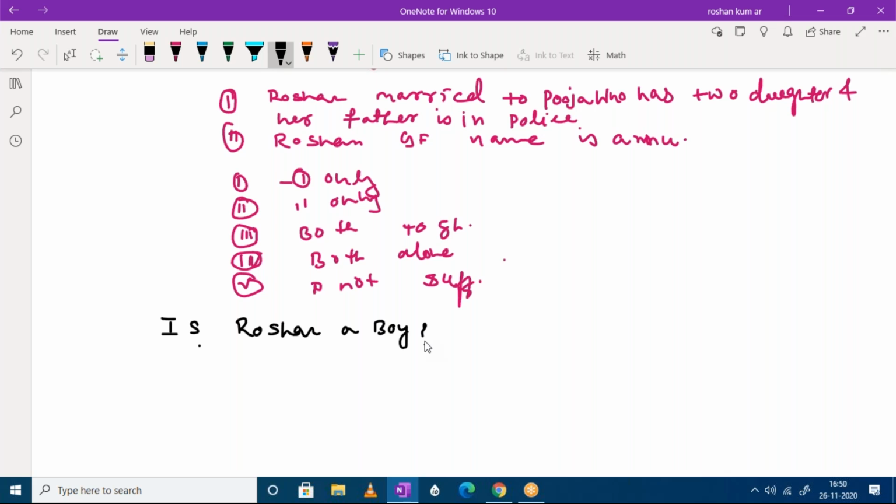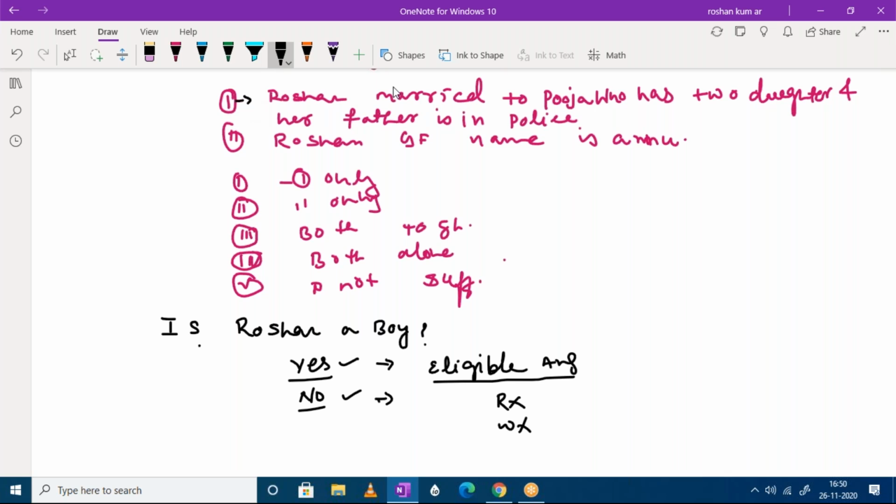So whenever I'm asking this question to every one of you, is Roshan a boy, the answer could be either yes or no. If you're getting the answer yes or you're getting the answer no, both of them are eligible answers. Remember, no right answer, no wrong answer. There's something called an eligible answer. Okay. I'll read statement number one, or information number one.